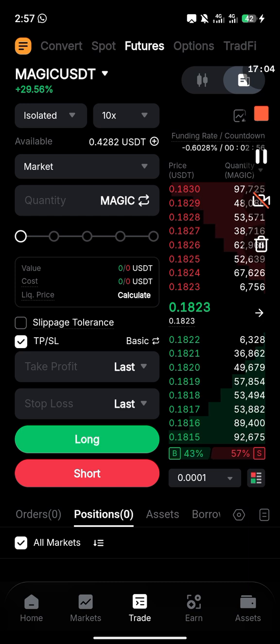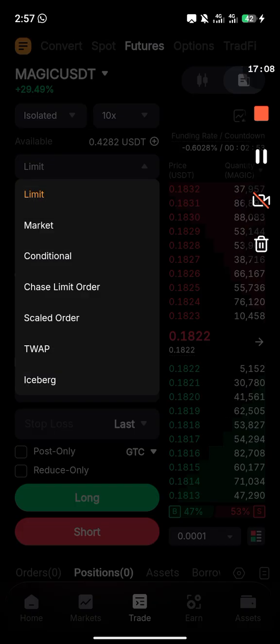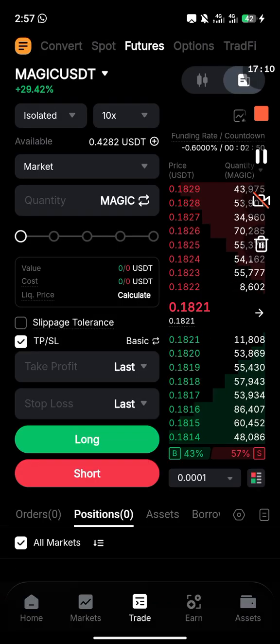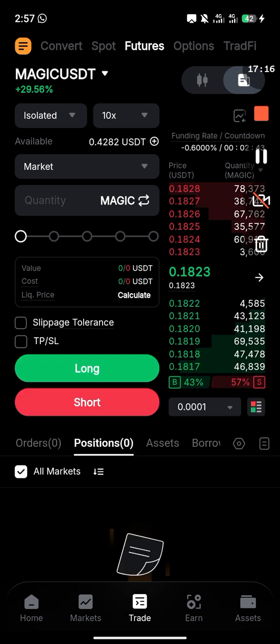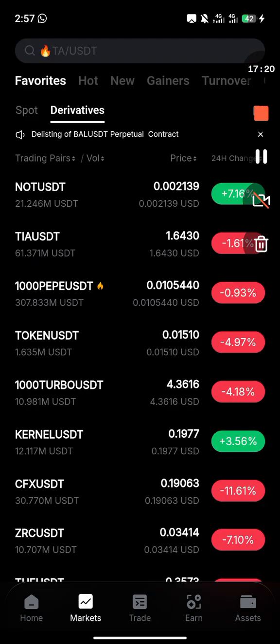Imagine I still believe that this MAGIC is still going to go up. I can either use market or limit. If I want to use market, that means I'm longing right now at the market price. And if I believe that it will go down, I will short. Then I'll click here to set my take profit and my stop loss. So that's about understanding spot and futures trading.